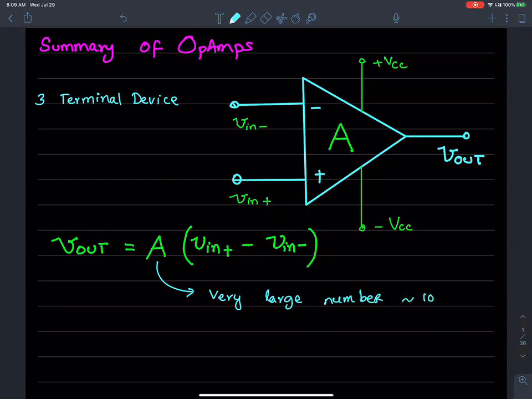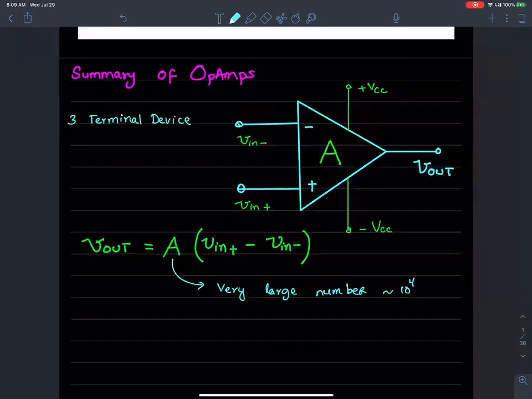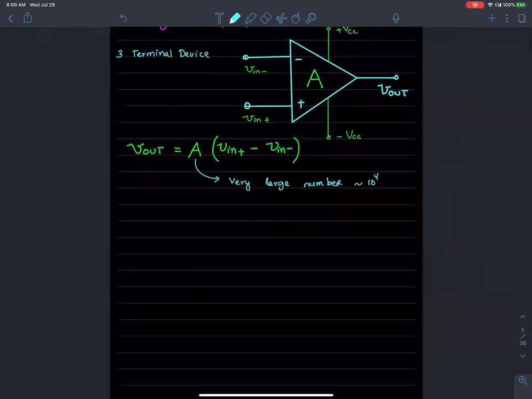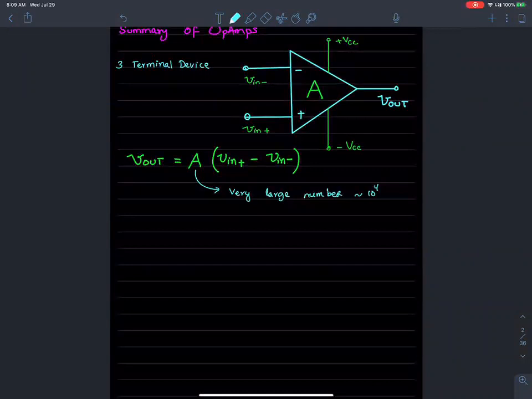Typically in the order of 10 kilo. Okay, 10 kilo. It's called open loop gain. Okay, so that's the idea. Now let's see, let's play a hypothetical here.